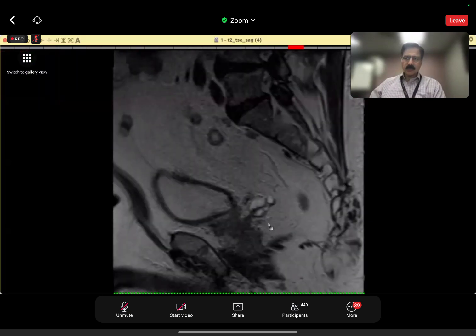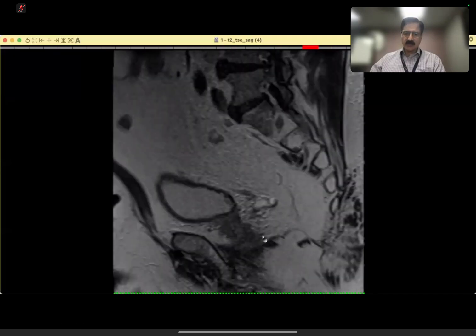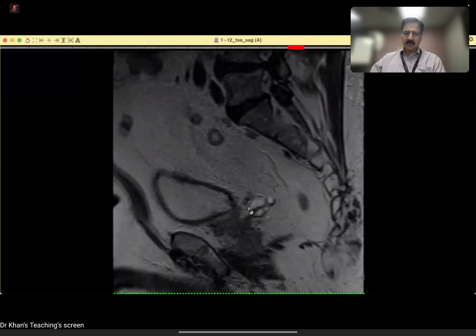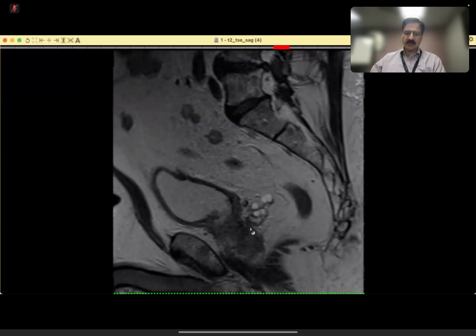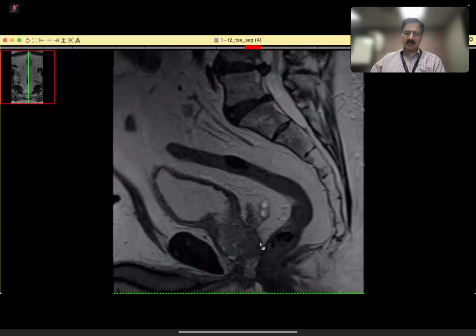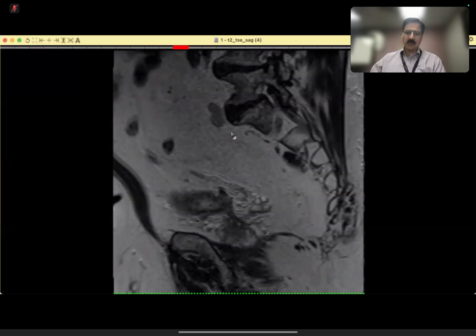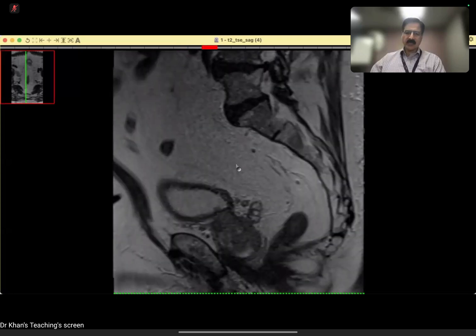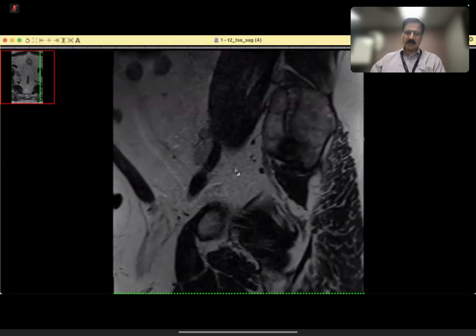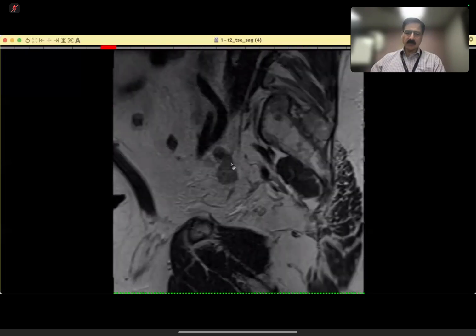Now I am on the left side, and you can actually see, look at this stranding. You can see it is breaching the capsule. Now here you are. This is the seminal vesicle, and you can see that the tumor is invading the seminal vesicle. Even here it is invading. Look, even here it is invading. And it is breaching the capsule on this side. Now on a sagittal also you can see lymph nodes, and look at this one. This is a lymph node, and on the other side also you will be able to pick up lymph nodes.